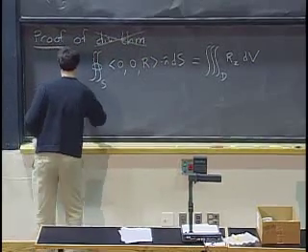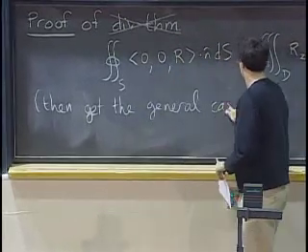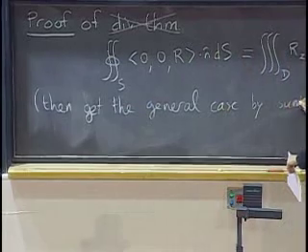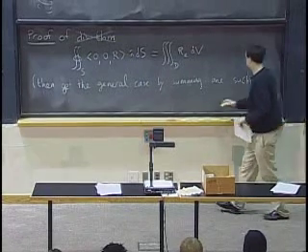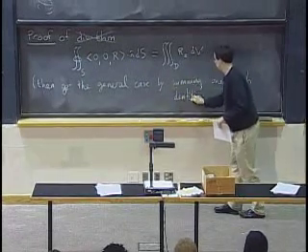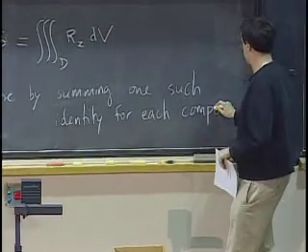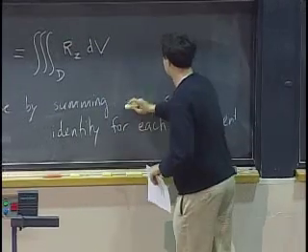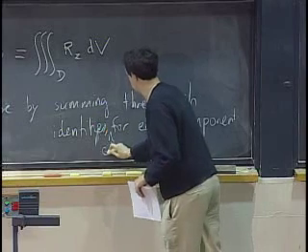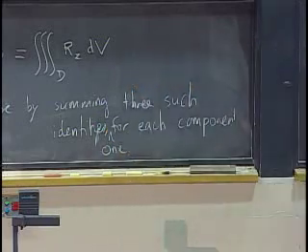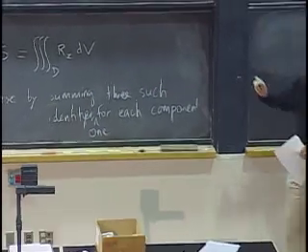Okay, so then we get the general case by summing one such identity for each component. Maybe I should say three such identities, one for each component. Whatever. Okay. Now let's make a second simplification, because I'm still not feeling confident that I can prove this right away for any surface.